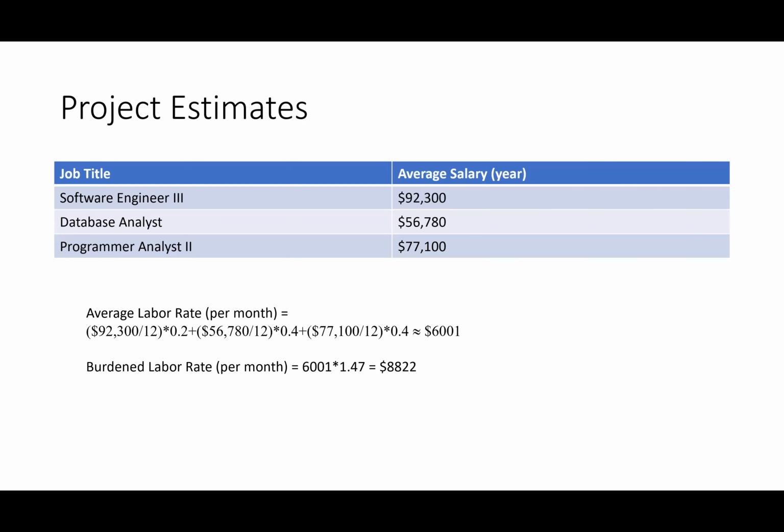So based on these numbers in this table, the average labor rate based on the 5 members: 1 senior software engineer, 2 database analysts, and 2 programmer analysts, will come out to $6,001 per month. And then the burden labor rate, which includes benefits, etc., within working for the company, will come out to be $888,822 per month.